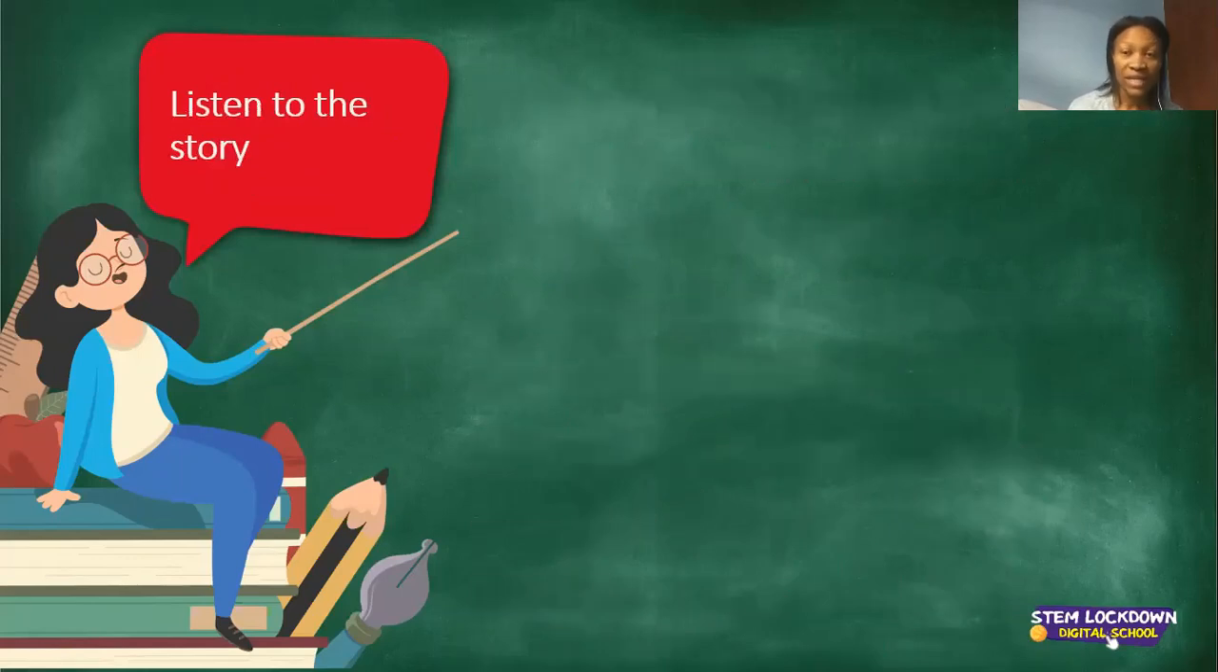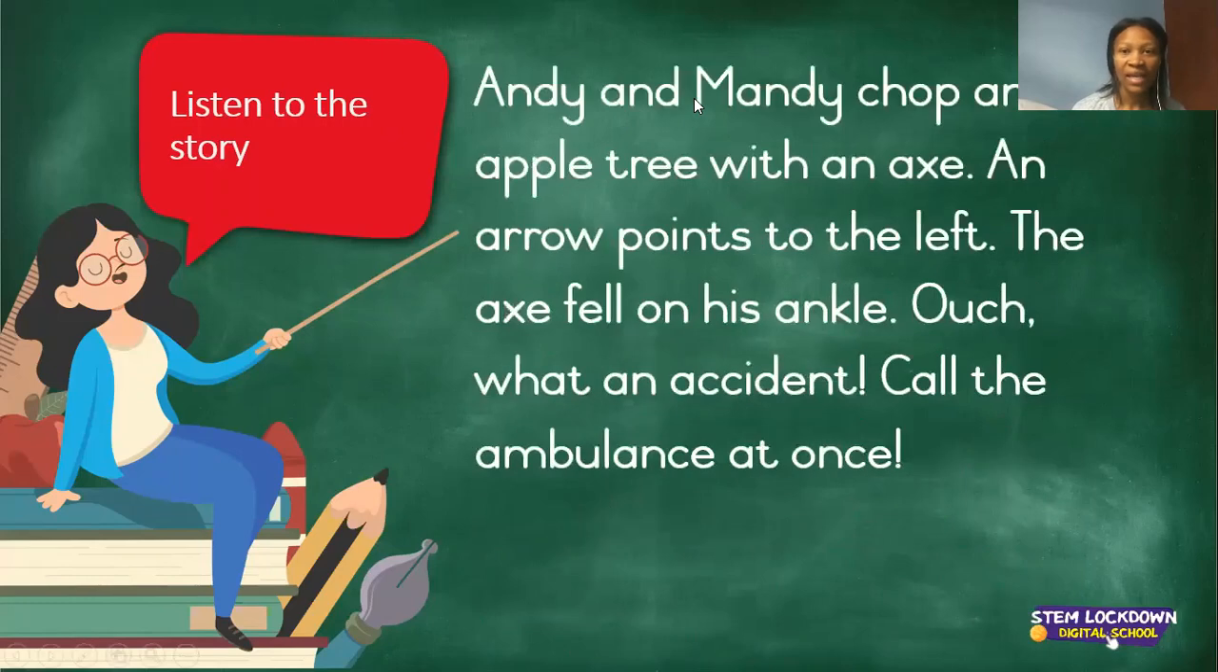I would like you to listen very carefully to the story. Andy and Mandy chopped an apple tree with an axe. An arrow points to the left. The axe fell on his ankle. Ouch! What an accident! Call the ambulance at once.